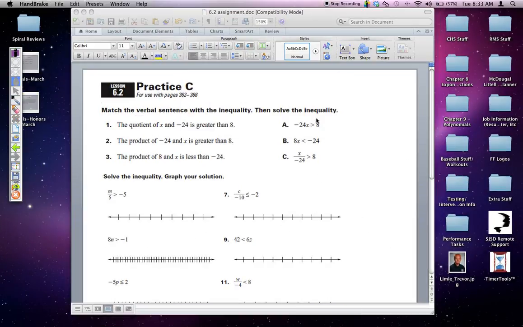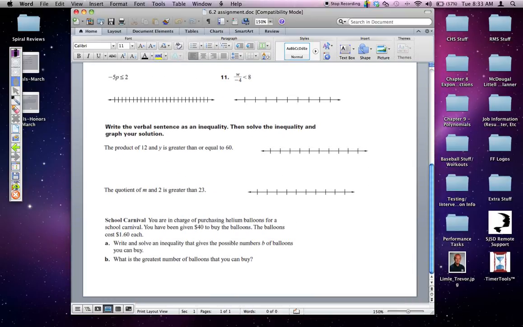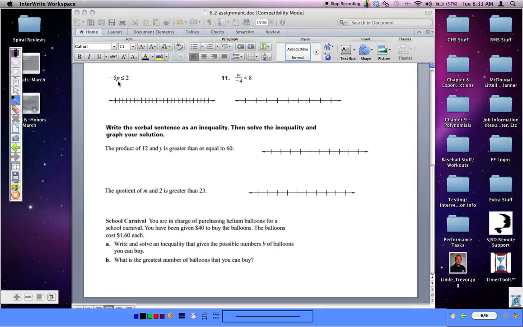Let's talk about our last issues. Alright, this one here is going to turn out in a fraction as well. That's why it's broken up into multiple parts. The bottom of your fraction is going to be 5. Hopefully that helps you as far as labeling and numbering goes. The verbal sentence here, product, we addressed up top is multiply. So 12 times y is greater than or equal to 60.